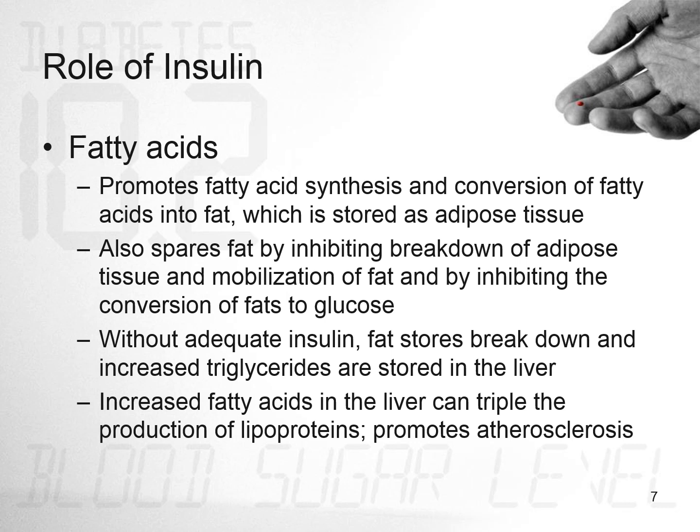Without adequate insulin, fat stores break down and increase triglycerides that are stored in the liver. Increased fatty acids in the liver can increase the production of lipoproteins, which promotes atherosclerosis. So this is why people with diabetes have a high incidence of cardiovascular diseases.